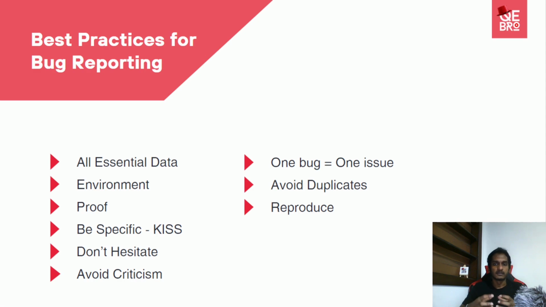And also, if you report 2 issues together, maybe the developer will read through the first one and fix it, and he might miss the second one. And again, at the retesting level, you will also miss to catch the second one. You will read through the first one, verify it, and you will close the bug. And then you will miss the second scenario and you will release it to production. So don't report multiple issues together. 1 bug equals 1 issue.